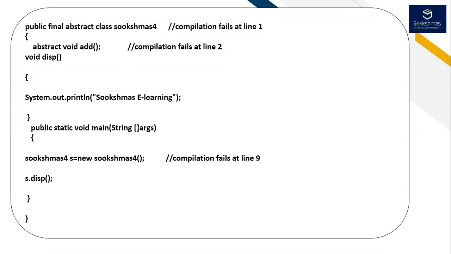Take your time and think over it. Yes sir, this is an abstract class, but we are creating an object for it. Correct, sir. When we create an object for an abstract class, definitely it's a compile time error, right? An abstract class is a class which we cannot instantiate. Instantiate means we are unable to create an object for the abstract class, right? So compilation fails at line 9. Exactly. Then any other errors? No, sir. No? Okay, we'll check this one.